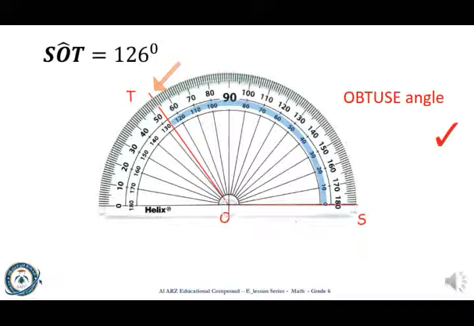Is the answer reasonable? Yes, it is, because the angle is obtuse, which means the measure should be more than 90 degree, and we have 126 degree. If you get by mistake 66 degree, the answer is wrong, because it is an obtuse angle, not an acute angle.